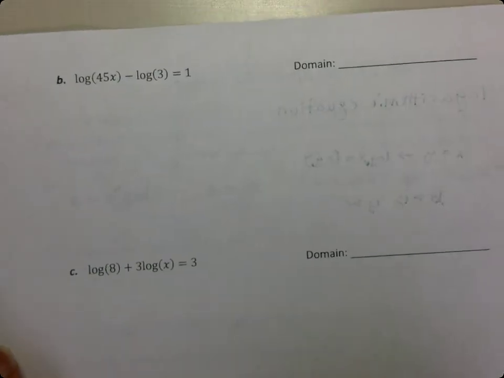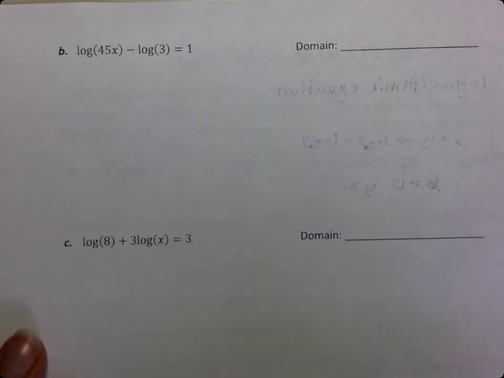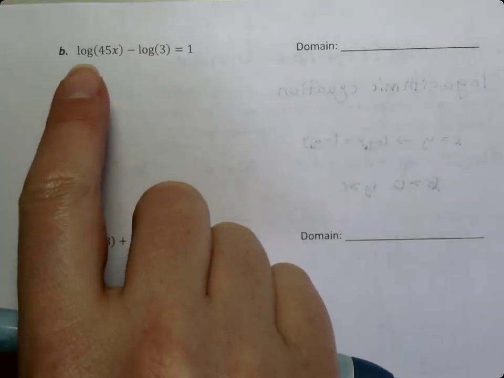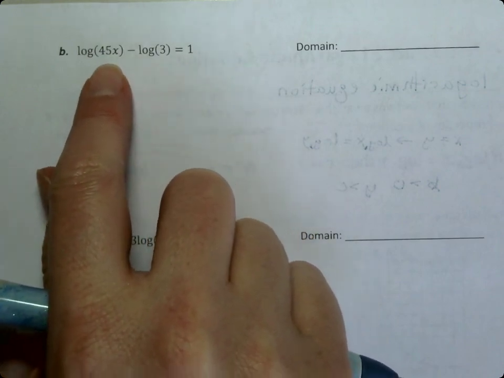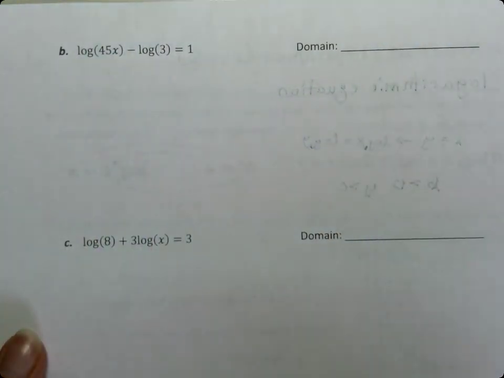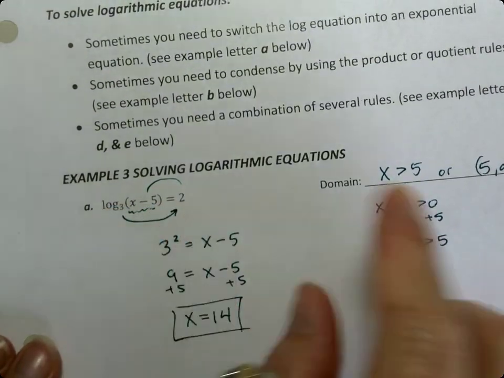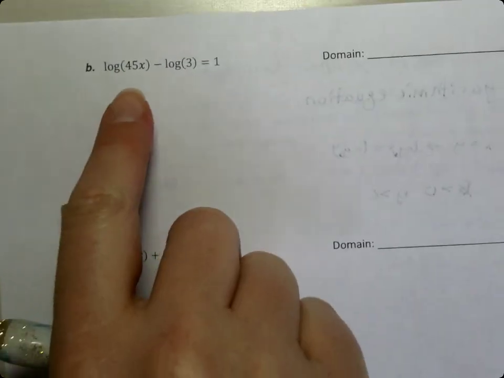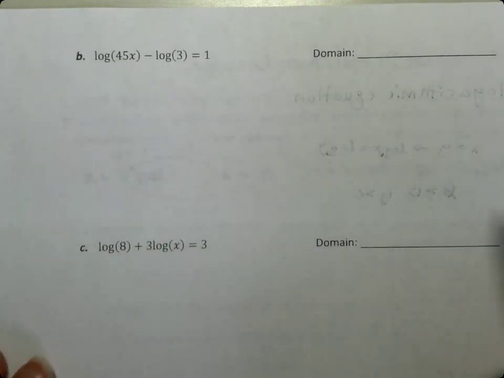How do you want to solve b? The issue with b is I have a log minus a log. So I can't just change this to exponential form. The only way to change it to exponential form is if I have a single log. So could you write this as a single log? No, that's not how logs work.